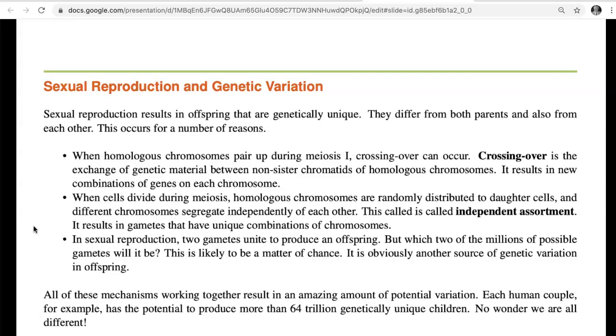But look at this last line in your textbook. All of these mechanisms, and what they're talking about there is sexual reproduction, genetic variation, working together result in an amazing amount of potential variation. Each human couple, for example, has the potential to produce more than 64 trillion genetically unique children. No wonder we are all so different. But keep in mind, right now on the planet, we have over 7 billion people, and yet we have the potential to produce over 64 trillion genetically unique children from just one human couple.